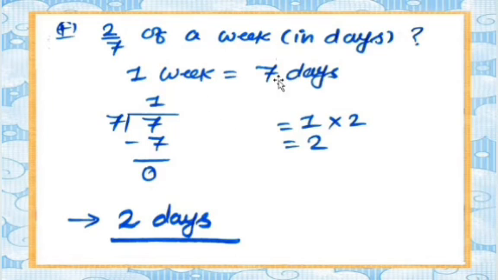So my dear students, we take the 7 and divide it by the denominator 7. 7 ones are 7. 7 minus 7 is equal to 0. Any number divided by itself gives 1. So we got the 1. 1 multiplied by the numerator 2, 1 twos are 2. So it is 2 days. I hope you all understood, my dear students.